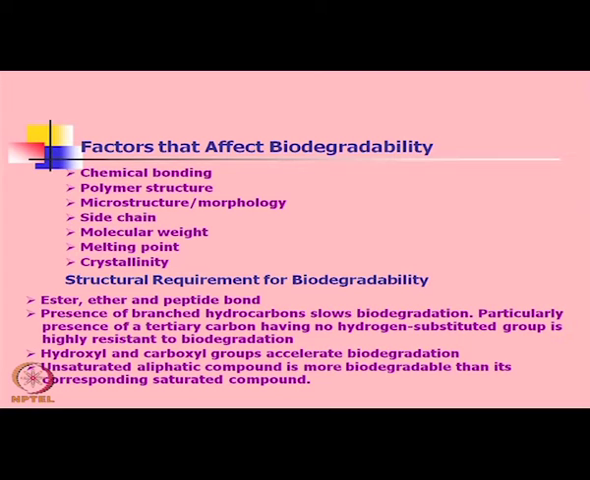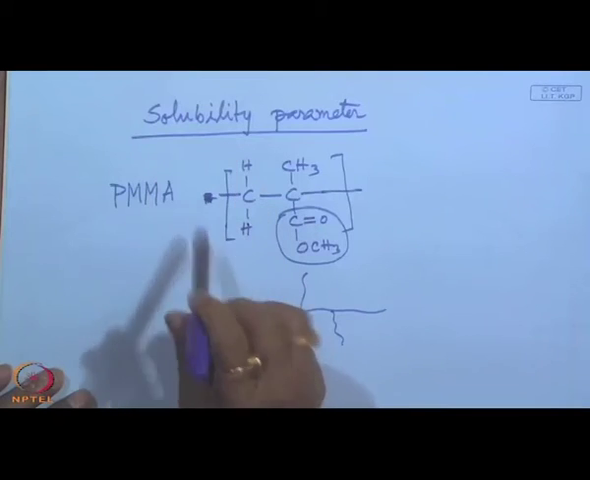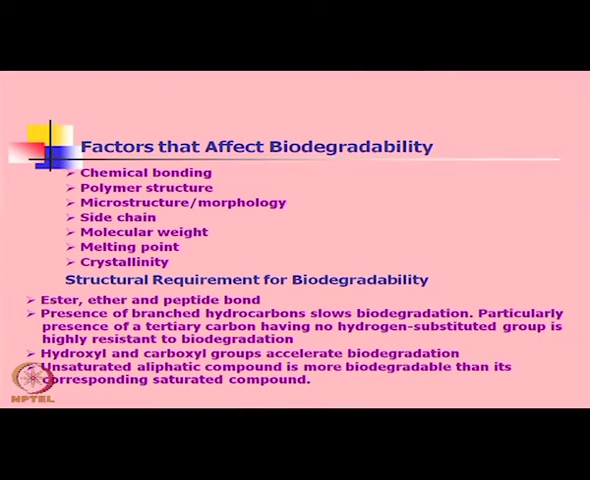Molecular weight. If the molecular weight is very high, again the degradation will be lower. So, molecular weight is also a factor we must think of. Melting point. High melting point polymers, or polymers which melt at very high temperature, are not degradable very easily, that takes longer time. Polymers having lower melting point, lower softening range, degrade faster. Similarly, the crystallinity, which is related to the microstructure and morphology, etc.